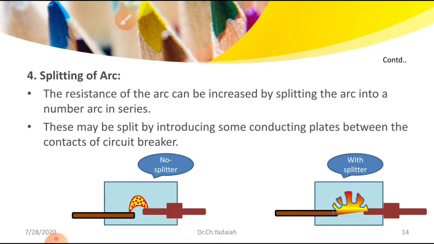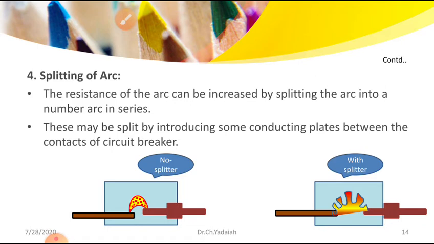Now, these are the 4 methods we have seen. What are the 4 methods? The first one is lengthening, the second one is cooling, the third one is reducing the cross-sectional area of the arc, and the fourth one is splitting the arc. These 4 methods are generally used in the high resistance method.